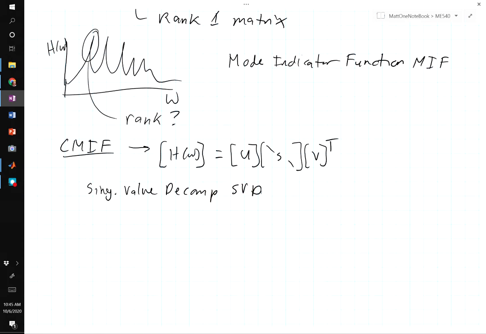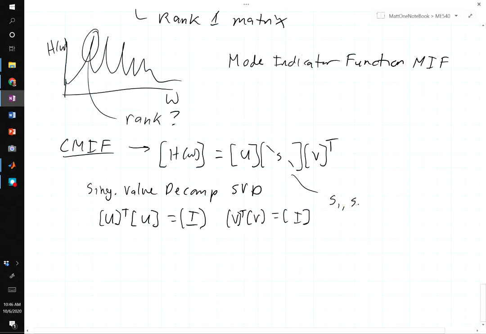And the SVD algorithm gives us the property that the matrix we get out, U, will be orthogonal. So U transpose U will be an identity matrix. And the same with V. V transpose V will also be an identity matrix. And then the matrix S has the terms in order, such that we have S1, S2, S3, with S1 greater than S2, S2 greater than S3, and so on.